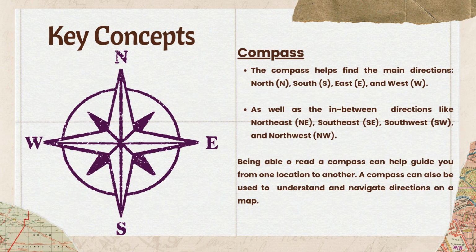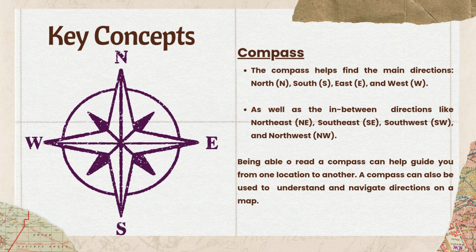Now we'll be moving on to a compass. A compass helps us to find the main directions, which is north, south, east, and west, as well as the in-between directions like northeast, southeast, southwest, and northwest. Being able to read a compass can help you guide from one location to another. A compass can also be used to understand and navigate directions on a map.